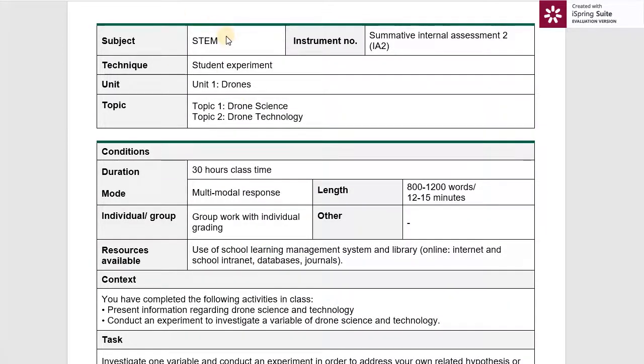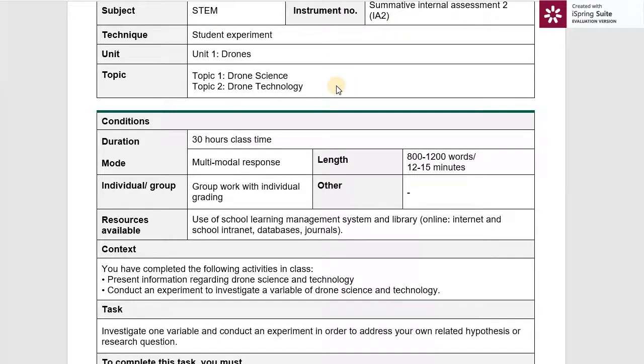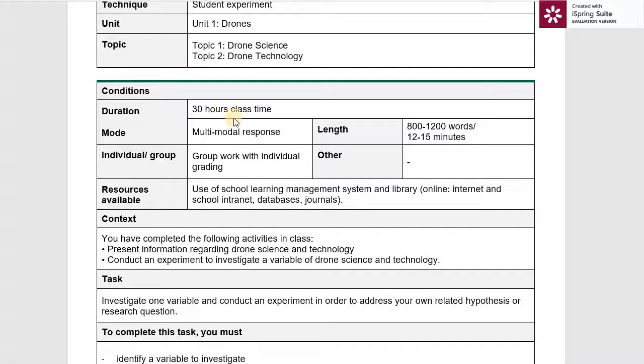So the subject is STEM. It is assessment number 2. It is a student experiment and we're looking at drone science and drone technology. You'll have 30 hours of class time and you'll be providing a multimodal response. Basically, it means that you won't be bound by a report format and you'll be able to choose however you want to present this information.